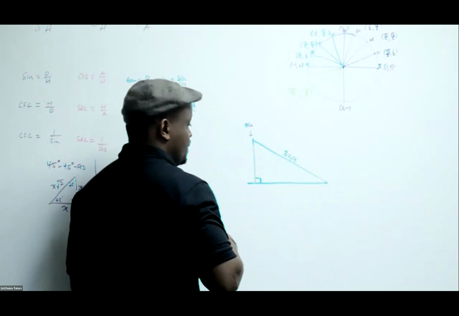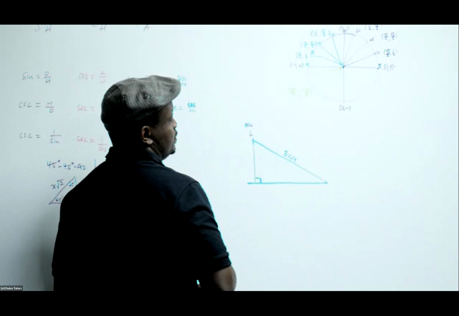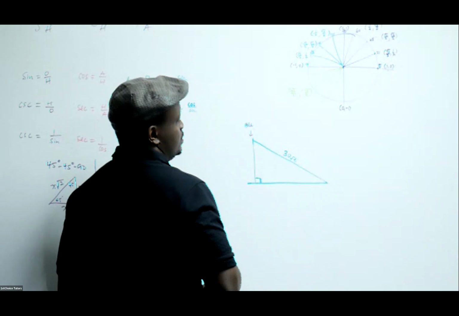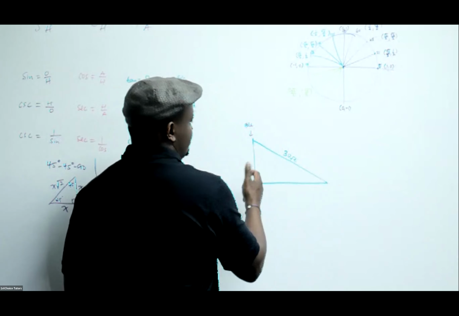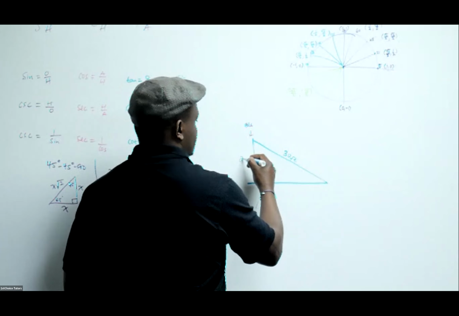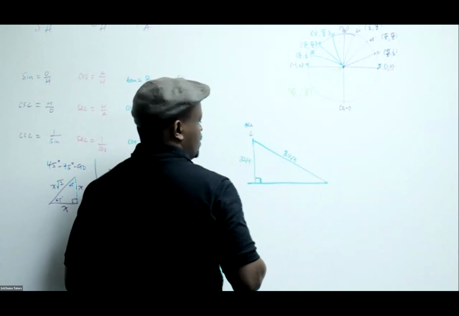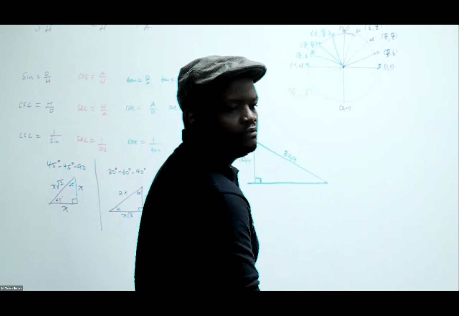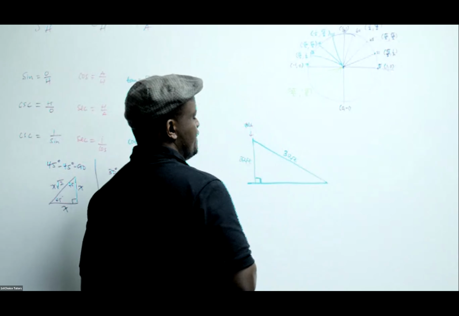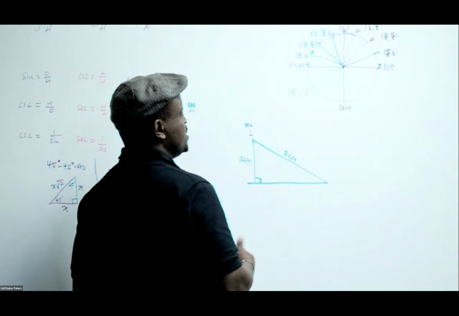What more do we have? 22 feet up from the base. So would that be the short leg? Yeah, that makes sense. Up from the base. Yeah, 22 feet. And then, yeah, that's all that's given. So what are we looking for?